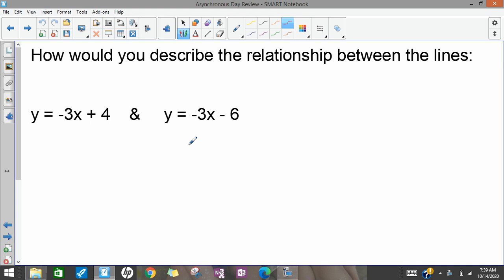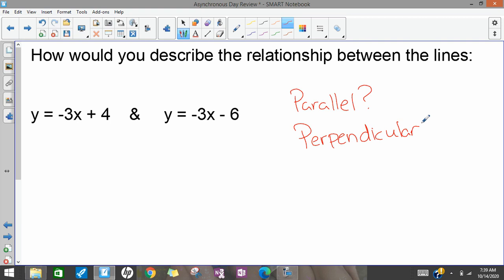And in this case, I have the equation of two lines. And we want to describe the relationship. So we want to decide, are they parallel? Are they perpendicular? Or are they neither? Neither means they're not parallel, not perpendicular.